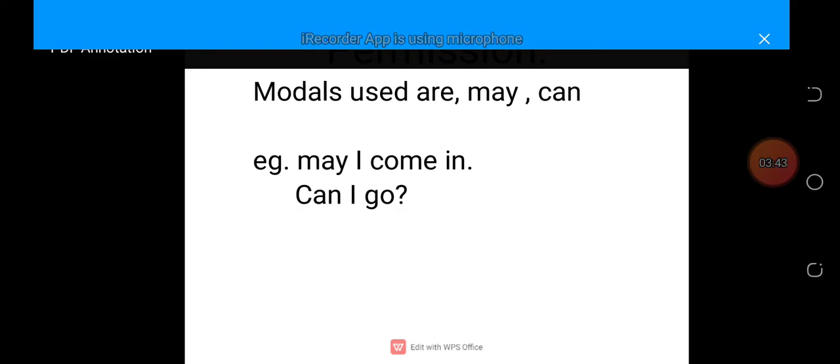So we are saying that we can use may in asking permission. We can also use can in asking permission. These are words we are familiar with. We just want to emphasize that we use them appropriately. Very good.